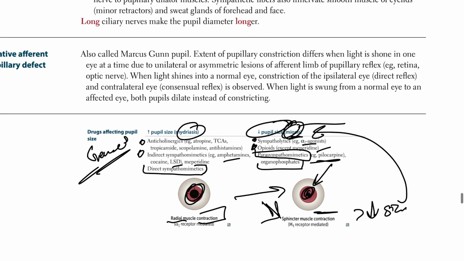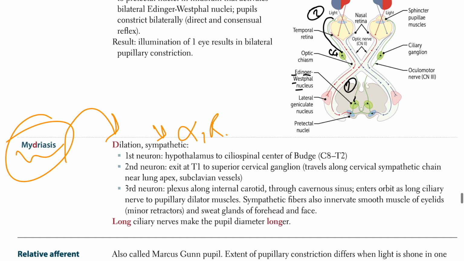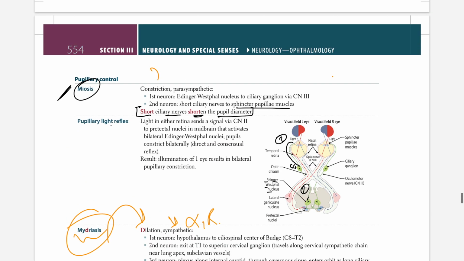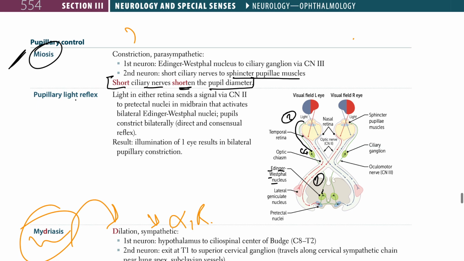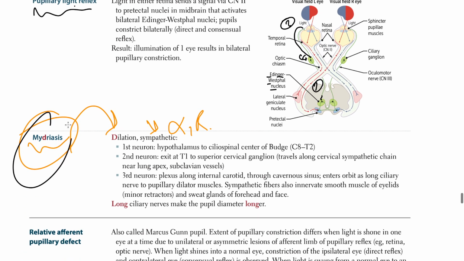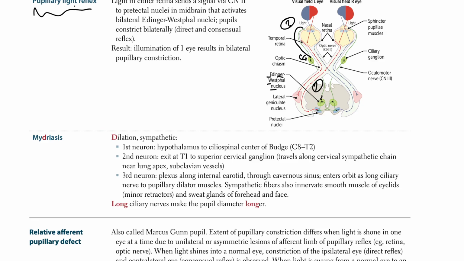Let's get back to our basics, which is this part, miosis and mydriasis. We got these two neurons and the sphincter pupillary muscle. Now let's take a look at mydriasis first, and then we will come back to the pupillary light reflex. So mydriasis, let me just erase this part.